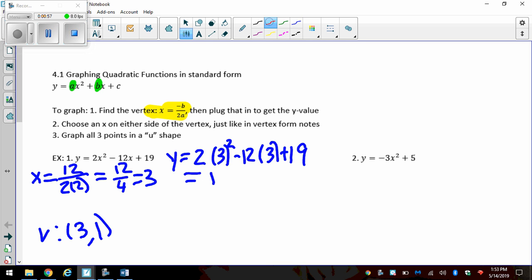And then I'm still going to pick one number above and one number below my vertex for my second and third point. So you can plug 2 in where all these 3's were, and you will get out 3. And if you plug in 4, you will also get out 3. You just plot those in your U shape and you'll be done.